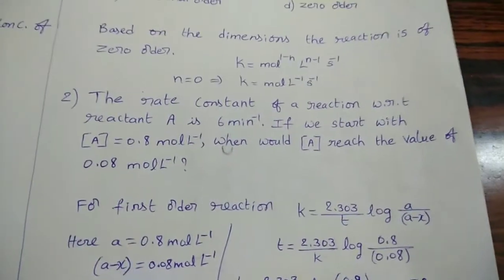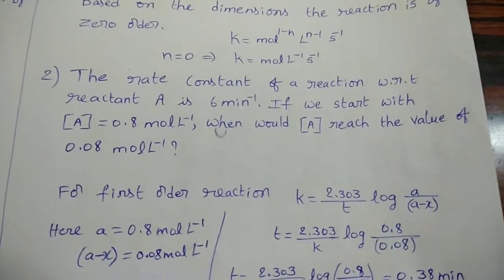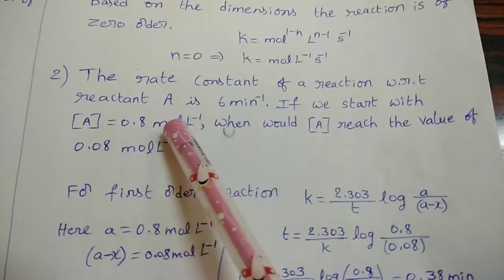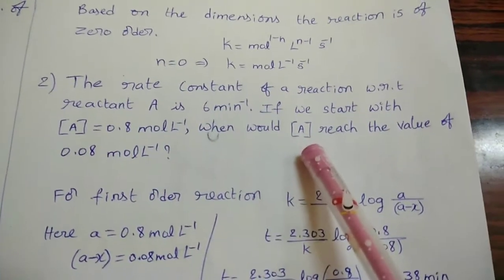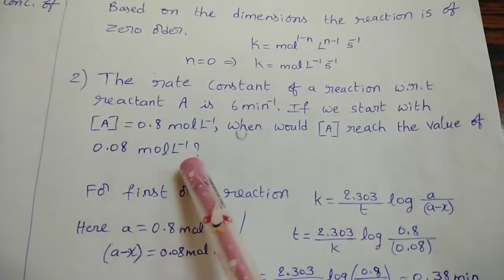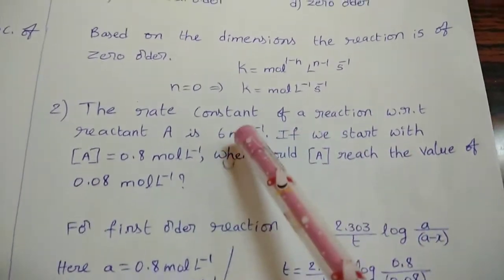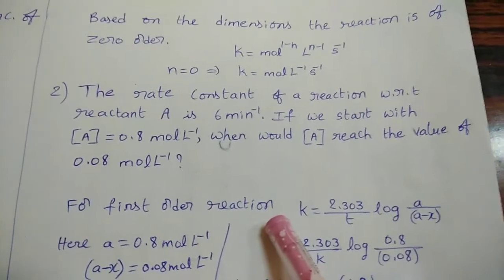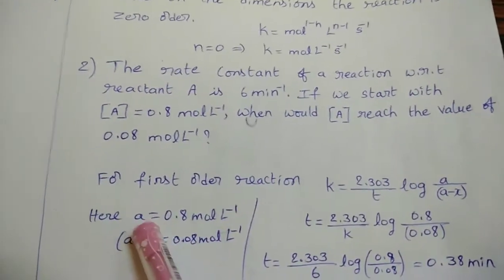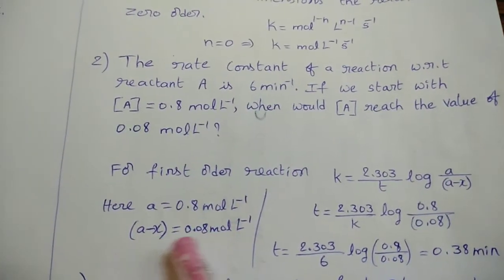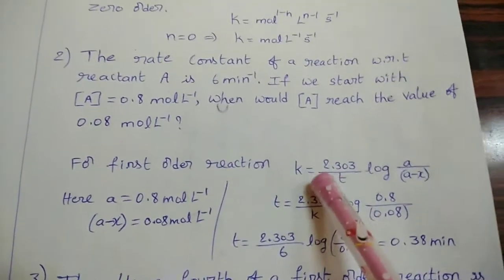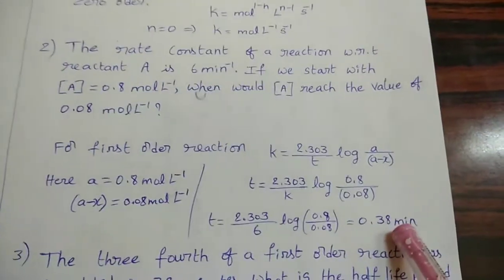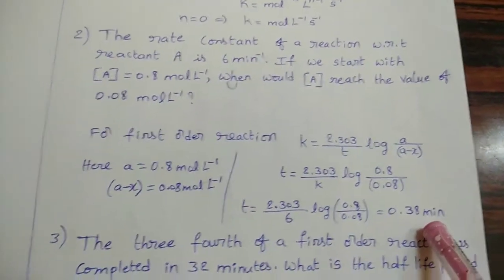Next, the rate constant of a reaction with respect to reactant A is given in minutes inverse. If we start with this concentration, when would the concentration of reactant A reach this value? By seeing these rate constant units, we can understand this is a first order reaction. So here the initial concentration is this, after some time the concentration is this, and the rate constant expression is this; substitute in that. From this we can get the required time.